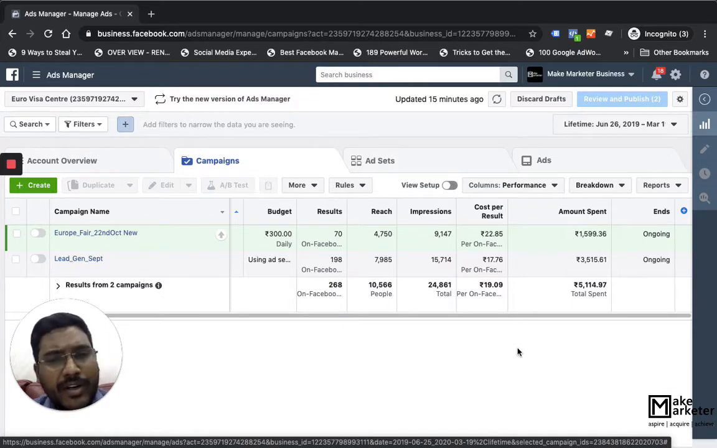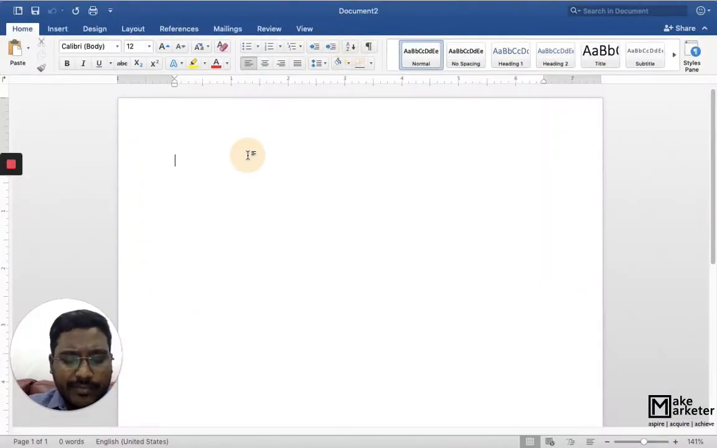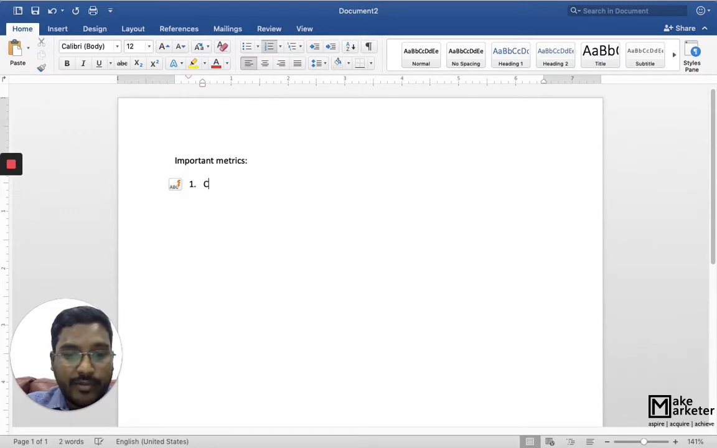So if you've created Facebook campaigns, a lot of people finally come to a point where they want to know what are those 5 important metrics that I should keep track of. So I wanted to specifically emphasize this. So right, the 5 important metrics, according to me, the first one would be, I would say, you keep track of cost per click, and second is cost per result.